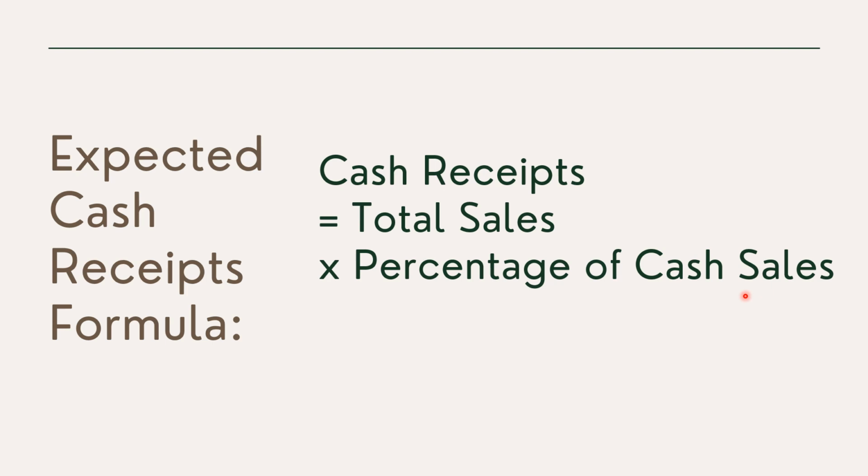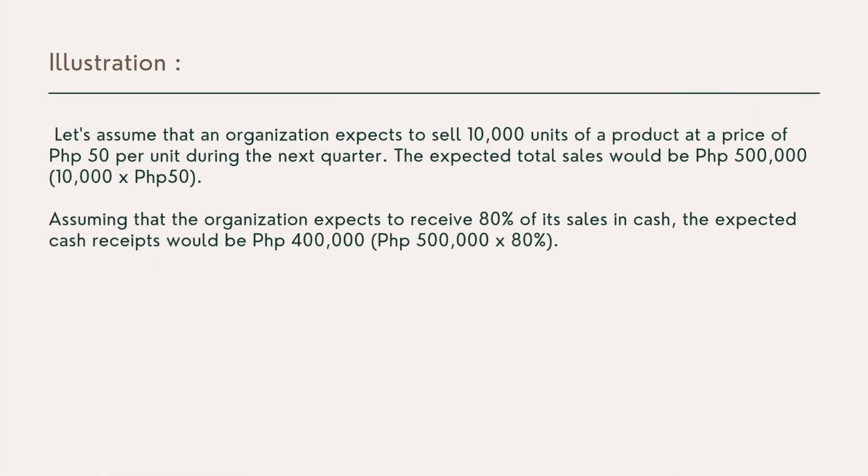in cash. Di ba, class? Yung sa revenue natin, pwedeng babayaran ka in cash, pwede din uutangin, di ba? So, when we compute for the expected cash receipts, we only consider yung percentage na bayad in cash. Kasi yun lang din yung gagamitin natin for forecasting. Okay? So, cash receipts, take note, is equivalent to the product of total sales and the percentage of cash sales. Okay, let's use it in an illustration.